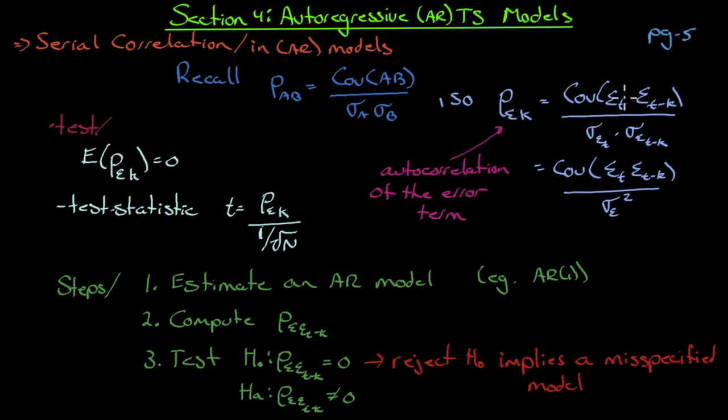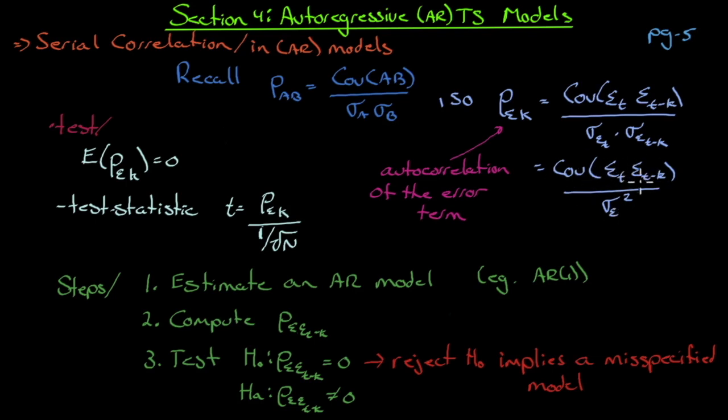So it is the covariance of the error term at a particular time with the error term at another point in time, period t minus k, whatever k happens to be, a lag of 1, 2, 3, 4, etc., divided by the standard deviation of the error term at time t times the standard deviation of the error term at time t minus k. Typically, this is the same thing. It's just the standard deviation of the error term, so our denominator just becomes the variance of the error term. And our numerator, of course, is still the covariance between the two.